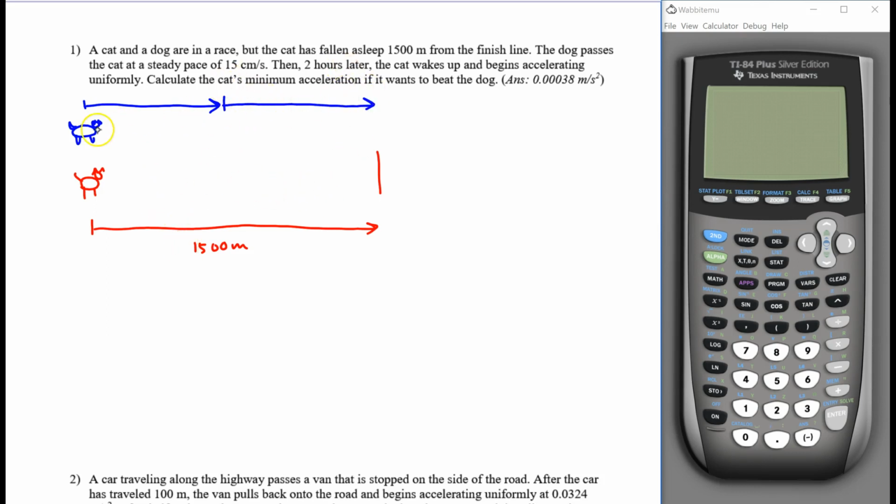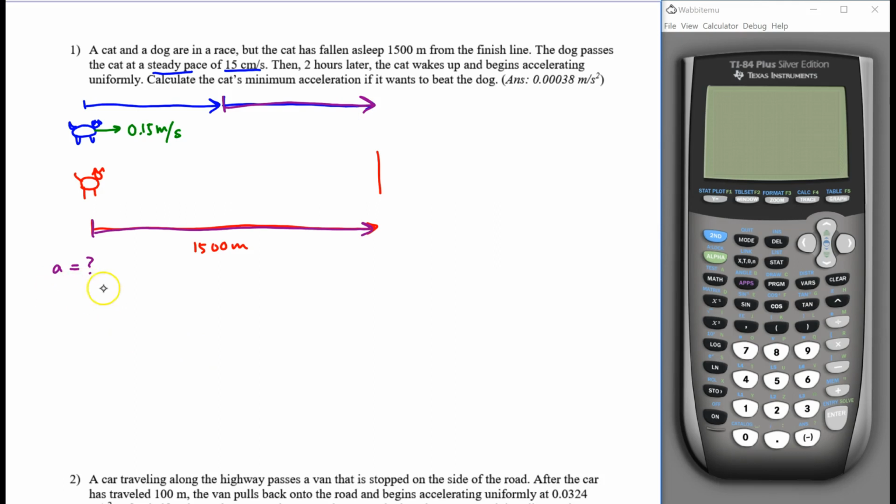Okay, so we know the dog's speed, a steady pace. The dog is traveling at a constant speed of 15 centimeters per second. I'll convert that to meters, 0.15. And we have to find the minimum acceleration if the cat wants to beat the dog. So we're looking for the acceleration of the cat. Now, the cat will travel this distance in the same time that the dog travels this distance.